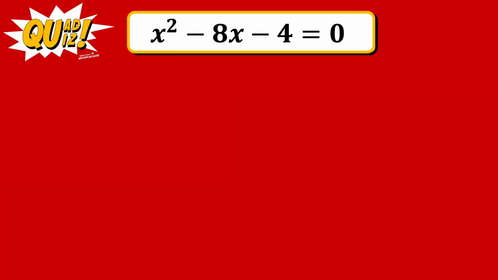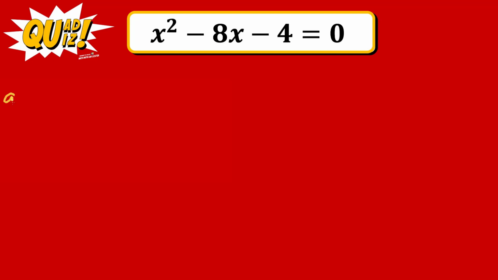Let's examine first if this is factorable. I mean, this quadratic trinomial on your left-hand side is factorable or not. Because if this is factorable, we can proceed with the factoring in order for us to solve for the roots of the quadratic equation. But if it's not, we will proceed to the completing the square method.